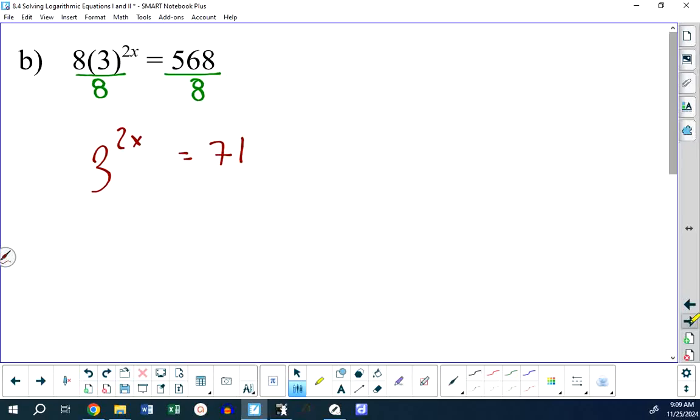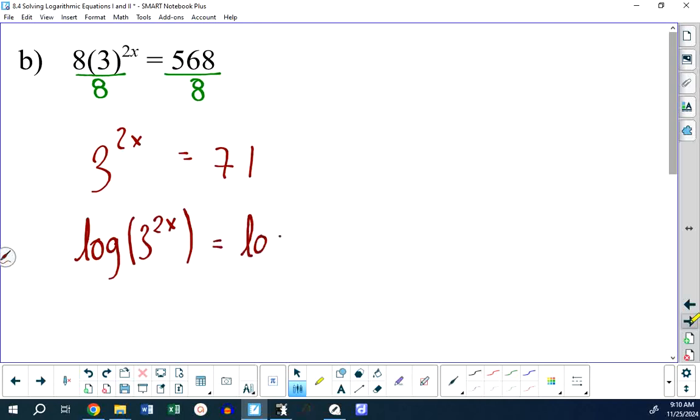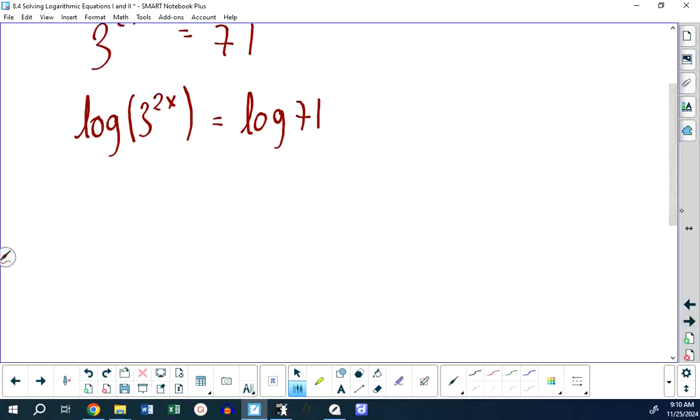If I divide by 8 and I get 71.385672, I'd back up and I wouldn't divide by 8. So I'm dividing by 8 because I get a whole number, a division with no remainder. Now I can take the logarithm of both sides. Base 10 logarithm of 3 to the 2x equals the base 10 logarithm of 71. And then I can move that 2x out in front.